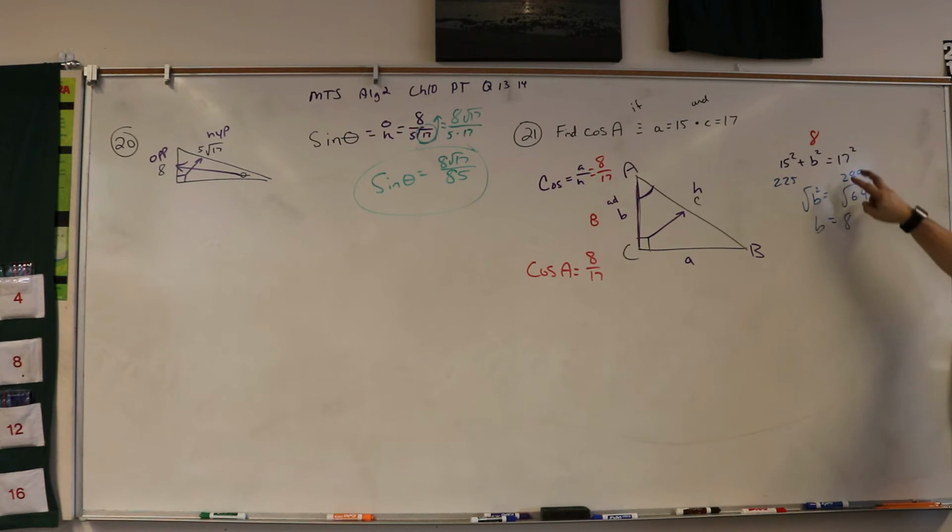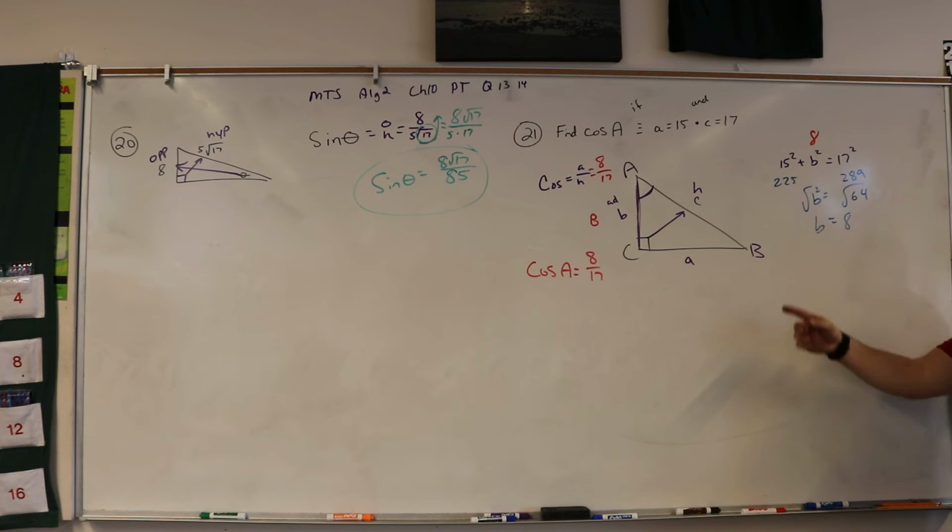I'm pretty sure 17 times 17 is 289. 7 times 7 is 49. Do 17 times 17 for me. 289. Okay, and then subtract 225 from that. That should be 64. And then square root 64, that should be 8, because 8 times 8 is 64.